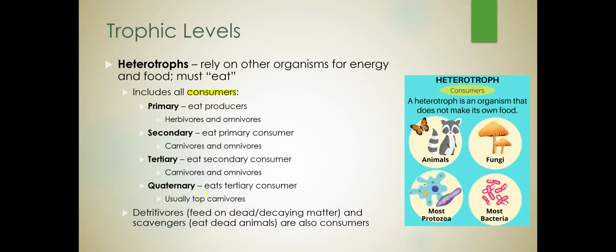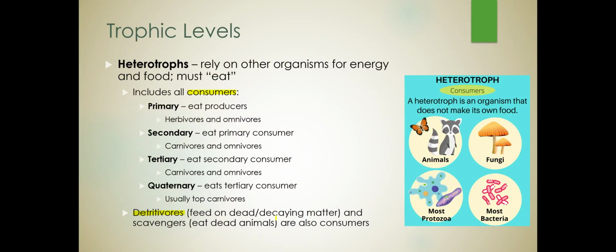So if an organism has to eat, they're going to be considered a consumer. Now, if you don't remember what these words mean, herbivores are plant eaters, carnivores are meat eaters, and omnivores eat both. Okay. Now, a couple of other terms, detritivores. Now, a detritivore is something like an earthworm.